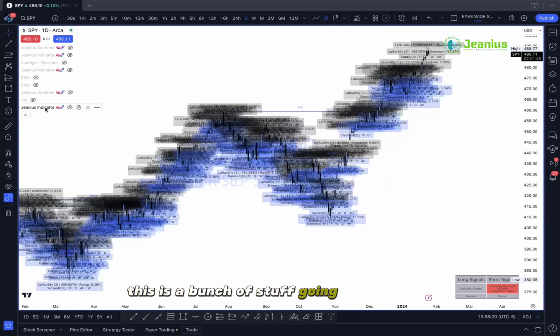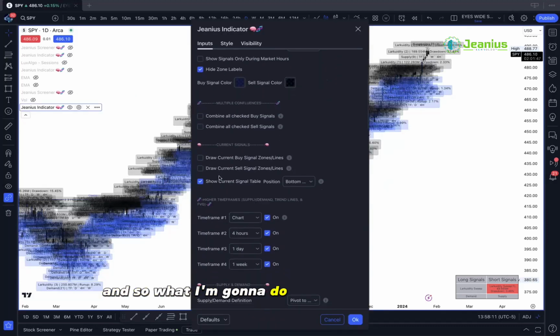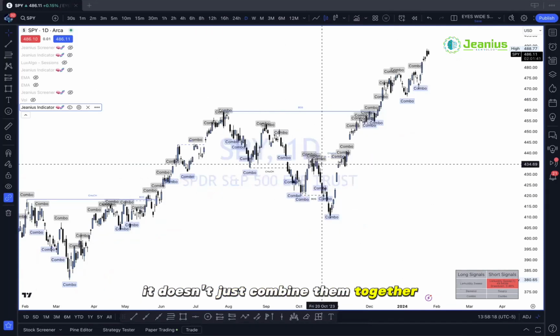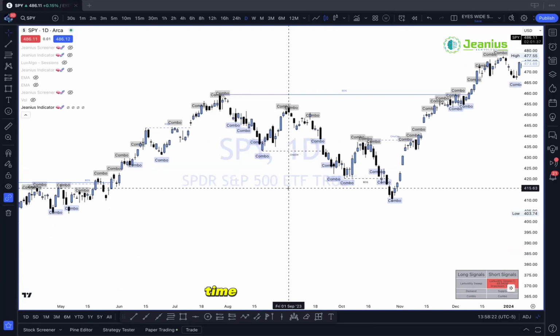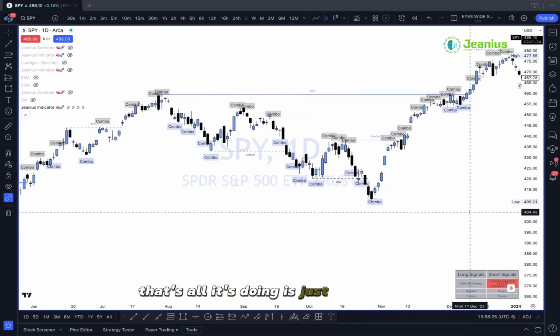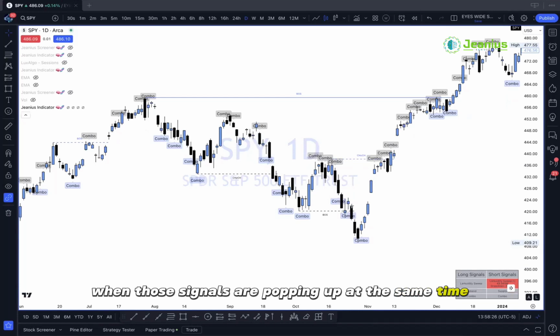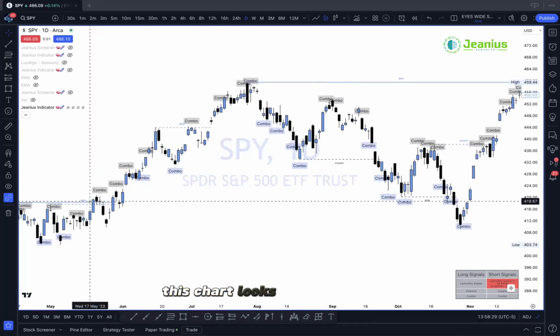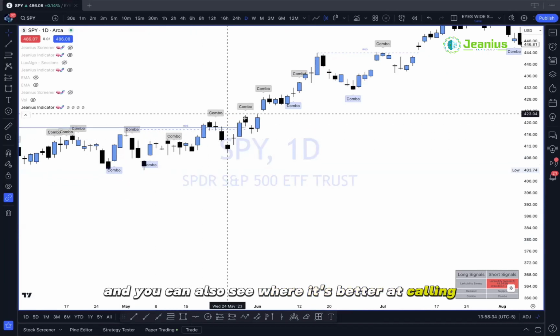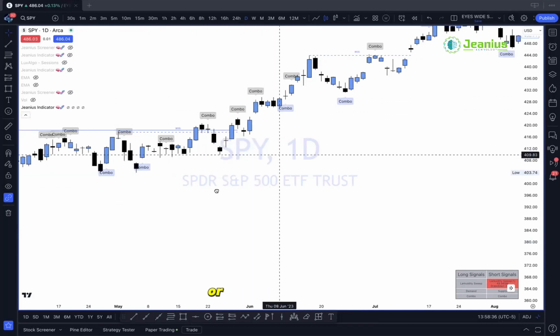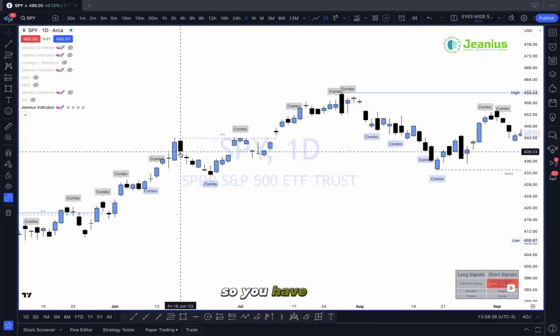This is a bunch of stuff going on right now. And so what I'm going to do is combine all of these signals together. What happens is it doesn't just combine them together. It only shows when those signals pop up at the same time with each other. That's all it's doing, just showing you when those signals are popping up at the same time. So as you can see, this chart looks a lot more clean. And you can also see where it's better at calling those pivots to the high or to the low.